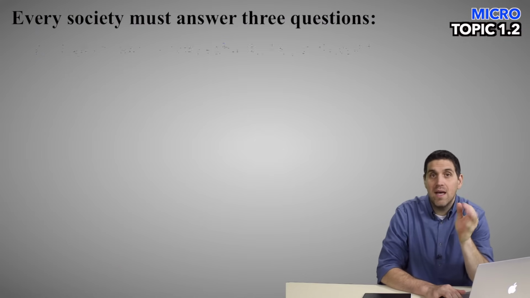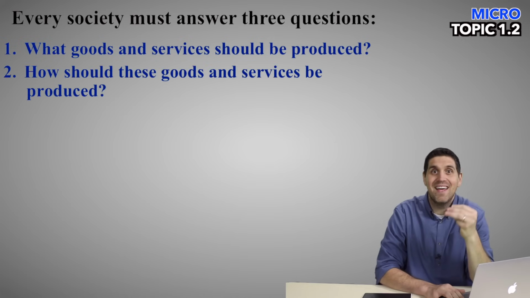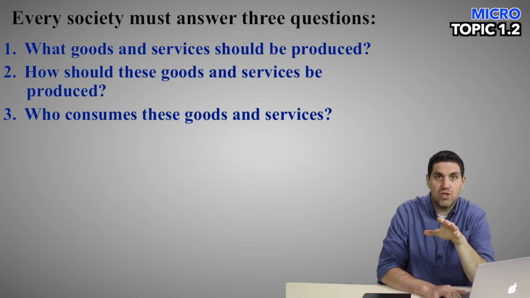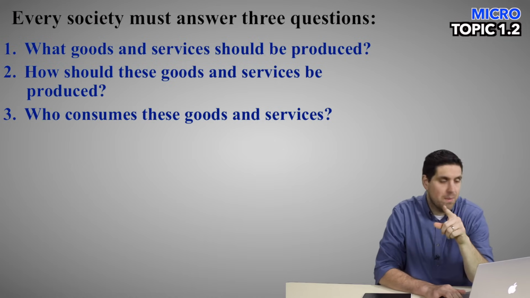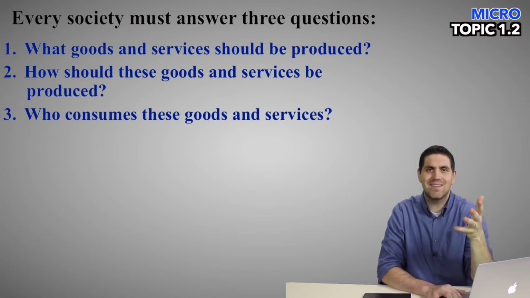Now, how we do that determines something called our economic system. There's three main economic questions every society has to answer: what goods and services should be produced, how they should be produced, and who consumes those goods and services. So how do you figure out how to run society?